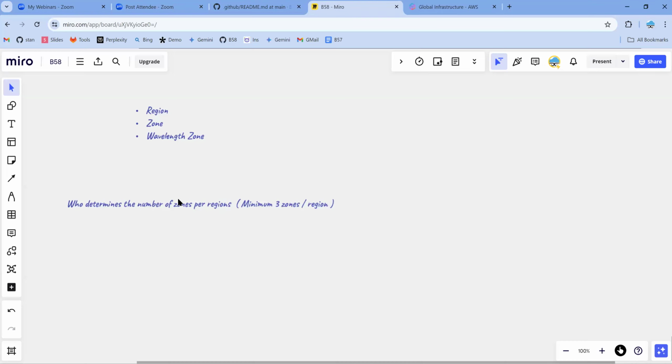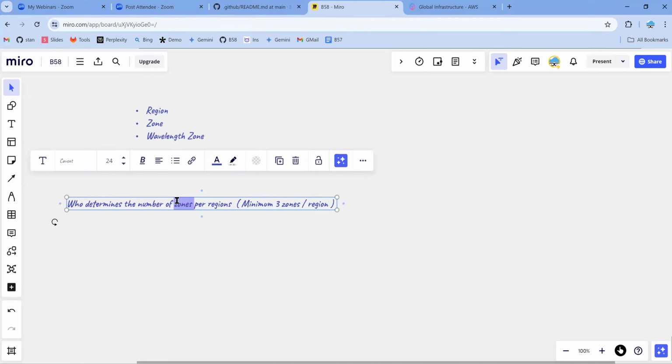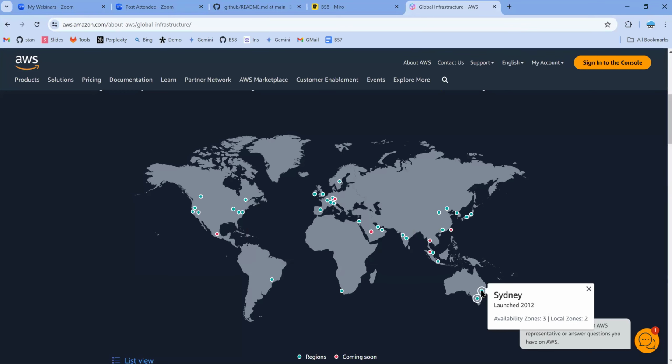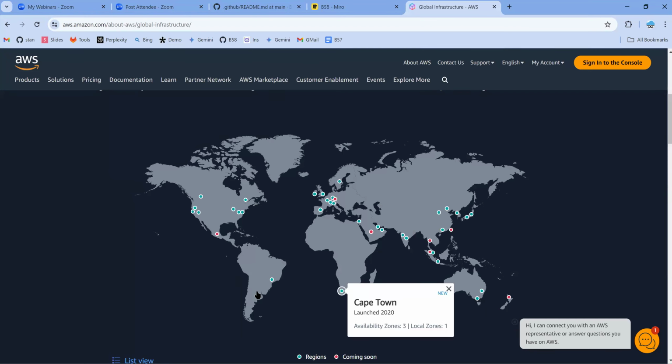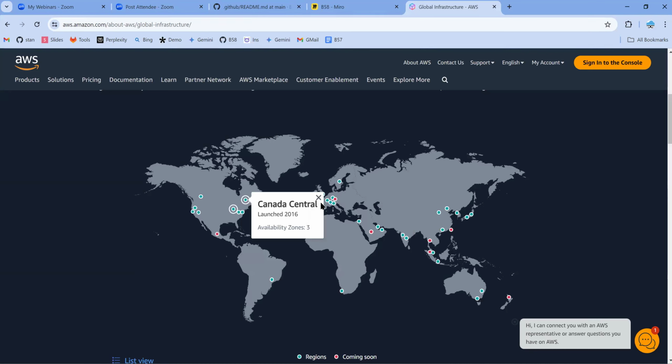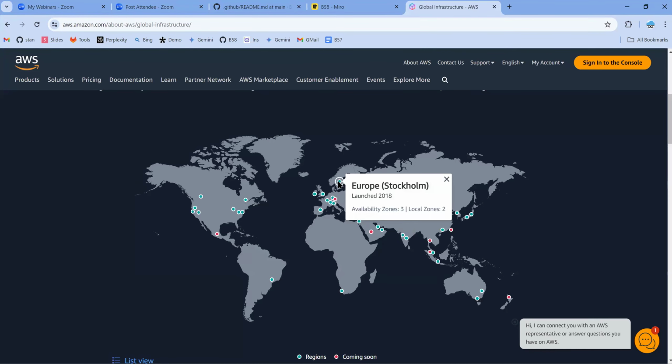Now, who determines the number of zones per region? You take any region, 99.9% of the times minimum 3 zones would be there. But North Virginia is so big, and in the states there are a lot of IT companies that need servers, infrastructure, cloud. So they started offering more here. You take Sydney, they have 3 zones. You take Melbourne, they have 3 zones. You take Cape Town, they have 3 zones. You take San Paulo, they have 3 zones. You take Government Cloud, 3 zones. Minimum 3 will be there, based on how big the business is. So minimum 3 and maximum 6 are available.